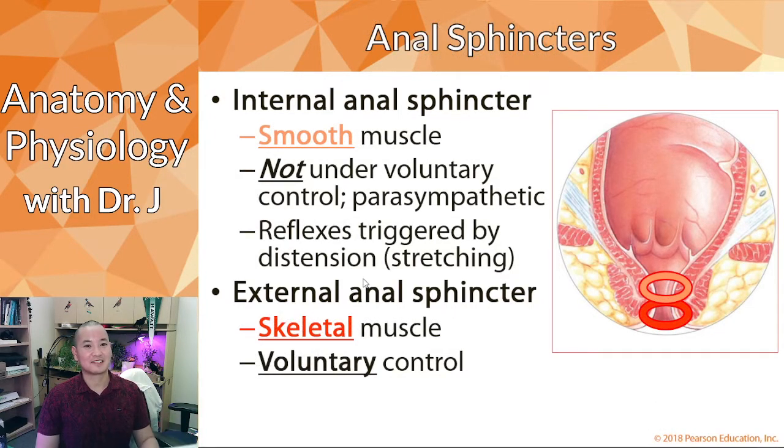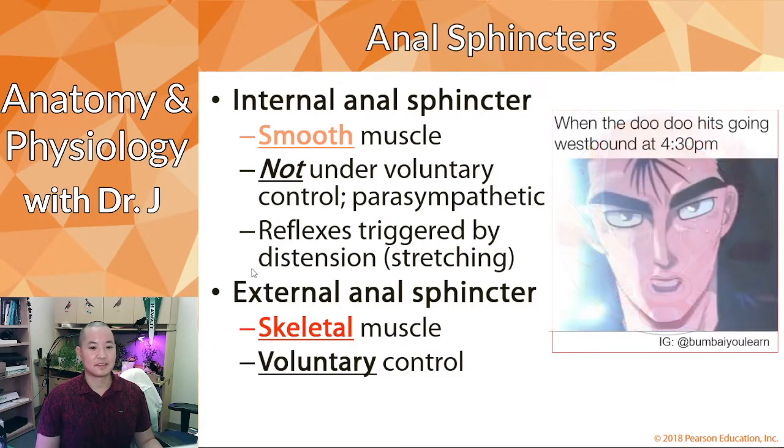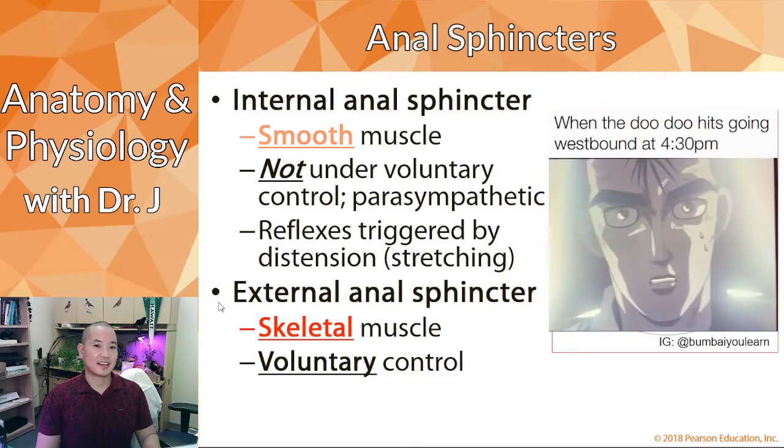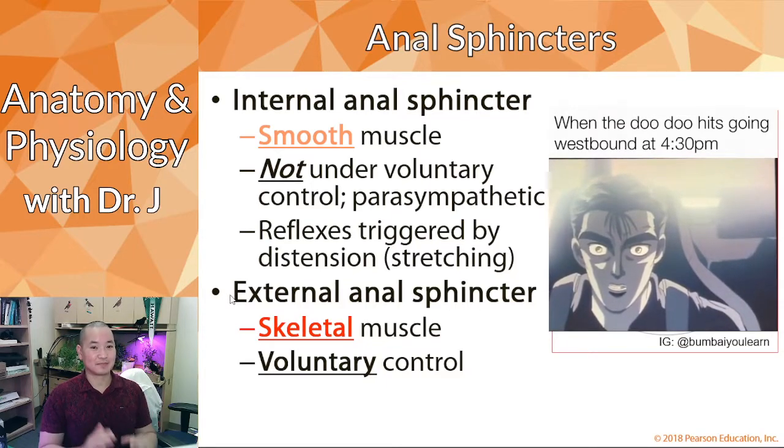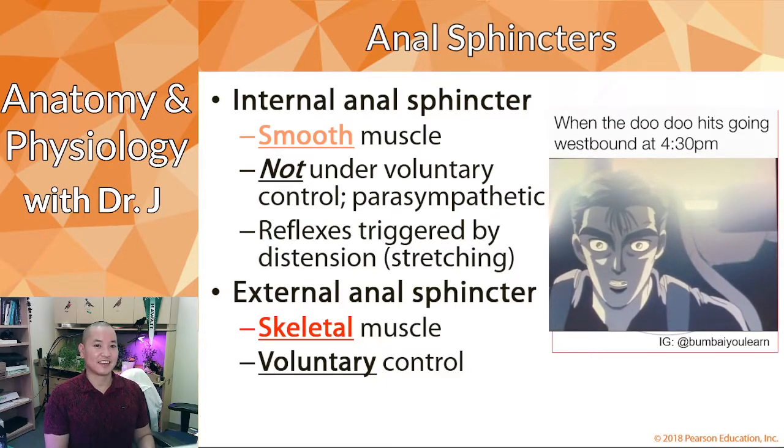You want that control, and this is why we're able to hold it in when we feel something in this area. So we're like, okay, pressure's building up, we got to get to the bathroom. So that's why it's important that the external anal sphincter has voluntary control.